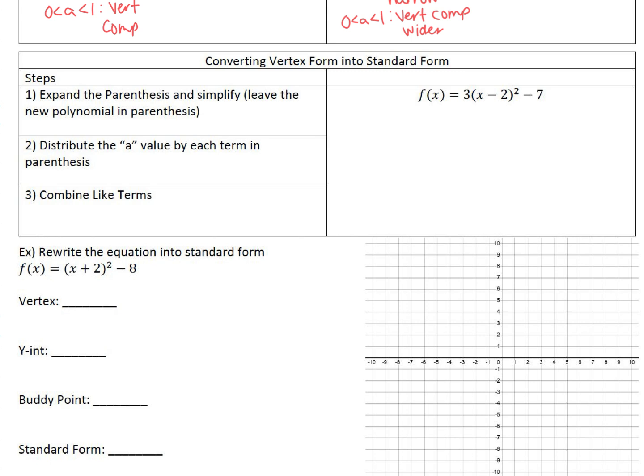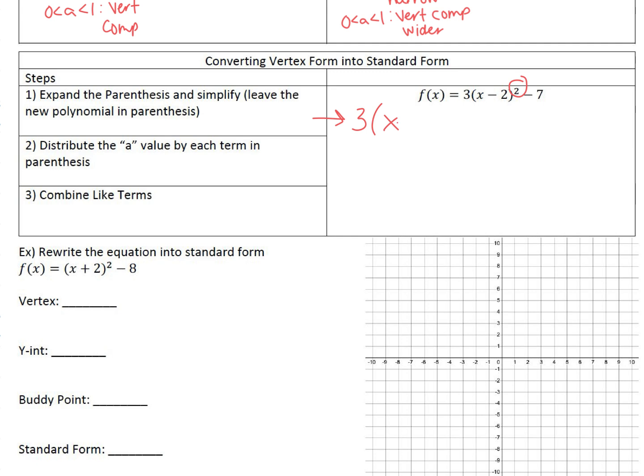So we have some steps here on how we're going to convert. And we did a little bit of this yesterday. Okay, we need to expand our parentheses and simplify. We're going to leave our new polynomial in the parentheses. So what that's talking about is this little 2. We talked about that yesterday. When you square something, you're timesing it by itself. So if we're going to expand this, I'm just going to draw an arrow so you can see what that looks like. We're not doing anything with that 3. We're just going to go ahead and write it.